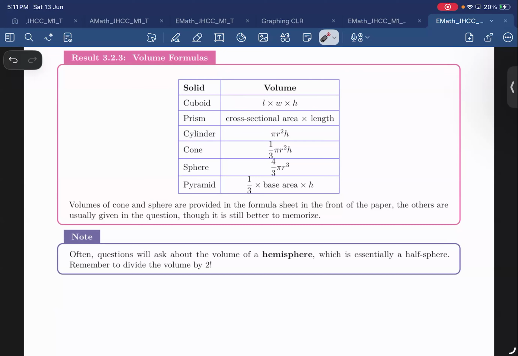As the note here says, the volumes of the cone and sphere are provided in the formula sheet. The others will usually be given. But if you can memorize them, that'll be better as well. I also mentioned that if you have a hemisphere, which is half of a sphere, then you should divide the volume by 2.